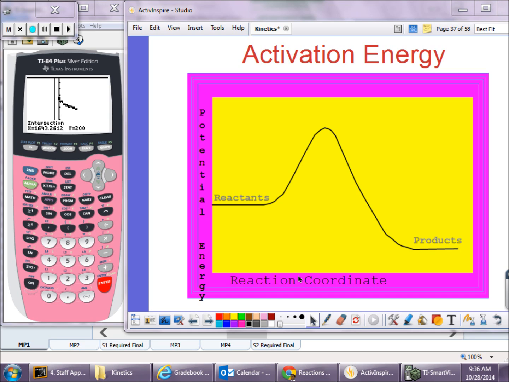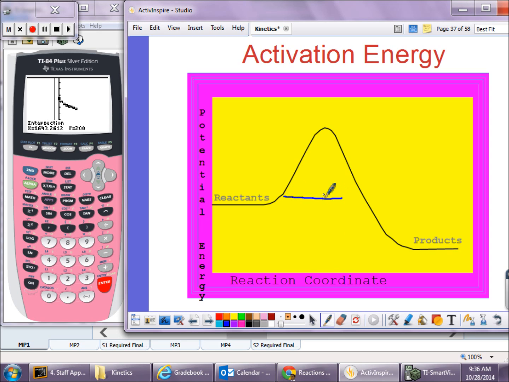So remember, here you will have your reactants. From here to here, this is your activation energy. And from here to here is your delta H, or you may also see delta E. For the reverse reaction, listen carefully. You may see that on your next test.